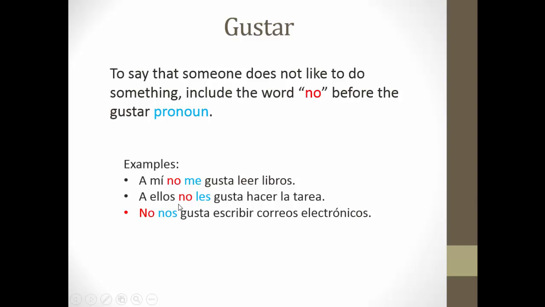So let's look at the next one. A ellos no les gusta hacer la tarea. They don't like to do homework. Notice the no comes before the GUSTAR pronoun, les. No nos gusta escribir correos electrónicos means that we do not like to write emails. Again, the no comes before the GUSTAR pronoun. I did not say a nosotros. I don't have to. But the no still has to come before the GUSTAR pronoun.